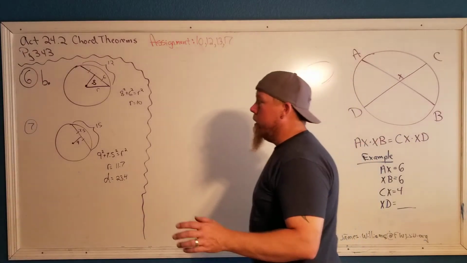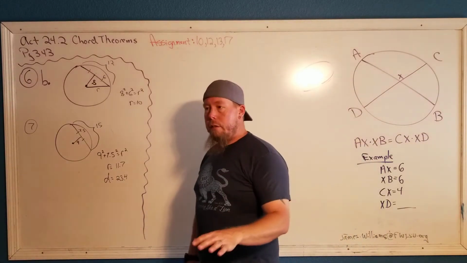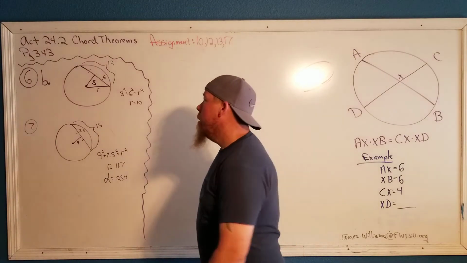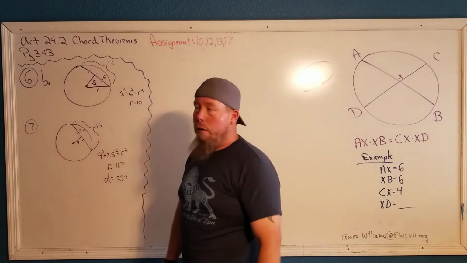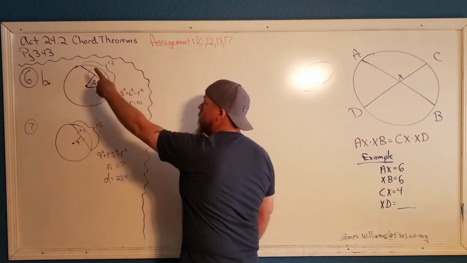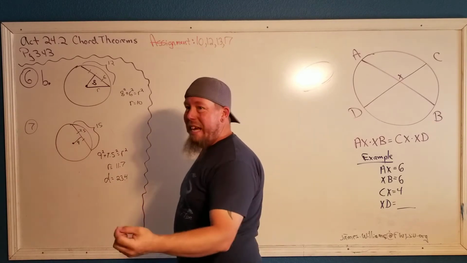I wanted to go over 6 and 7 real quick, at least the applied version of it, just to make sure you're getting your drawings, and that the Pythagorean theorem part is working for you. So on 6b, it actually asks you to solve for the radius of the circle. They tell you that the chord is 12 long and it's 8 from the center.